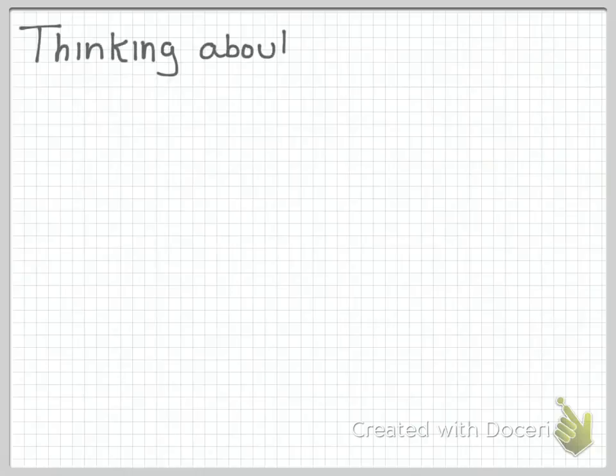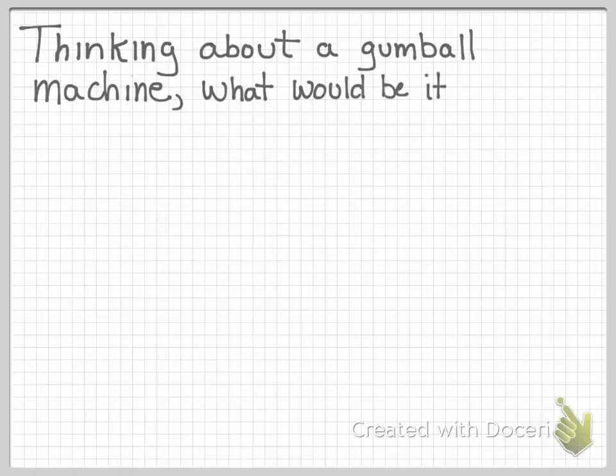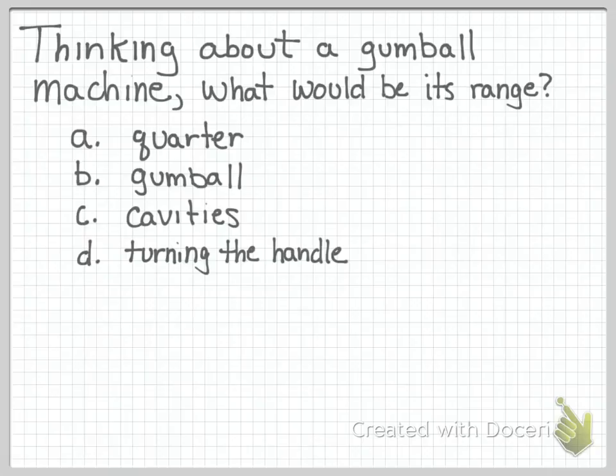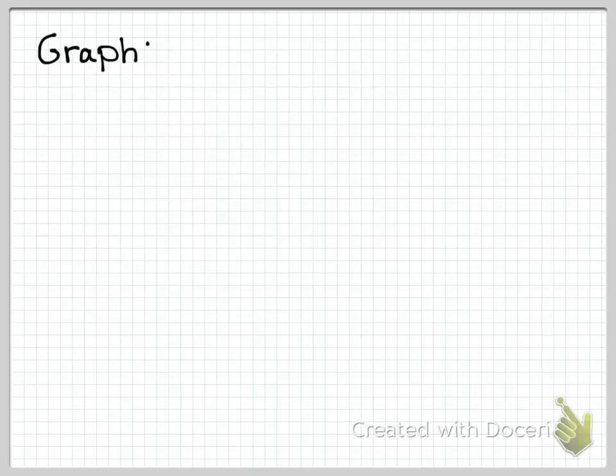All right. Let's think about a gumball machine. Can you decide what the output would be, or what its range would be? Okay. Would the range of this be a quarter? Would it be a gumball? Would it be cavities? Or would it be turning the handle? And again, you always have the option E, which is none of the above. So pause this video right now. Think about what the range of a gumball machine would be and answer that on your multiple choice section of the Google form.